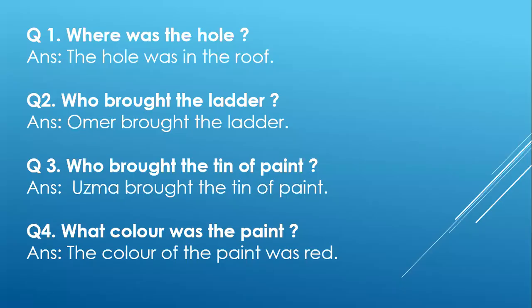Look here. These are the 4 questions which I wrote for you to understand. Then other questions, you have to find out the answers by yourself. Question number 1, where was the hole? The hole was in the roof. Who brought the ladder? Just think, see the passage again, read again, and the answer is Omar brought the ladder.